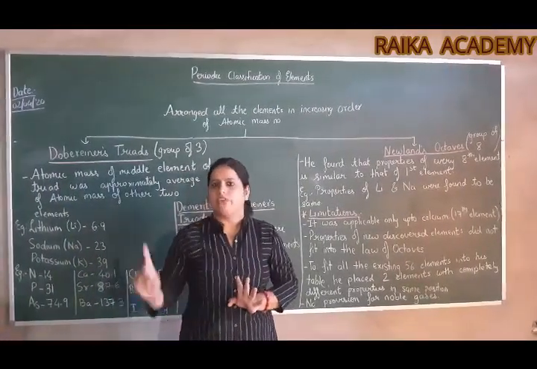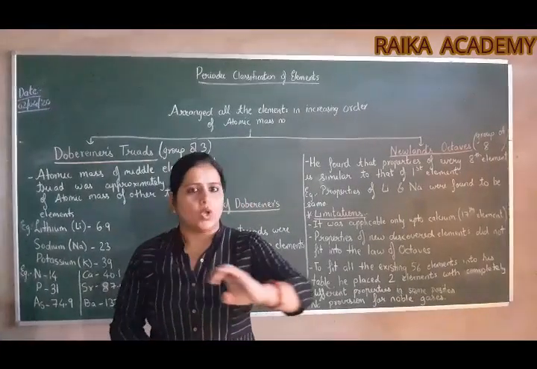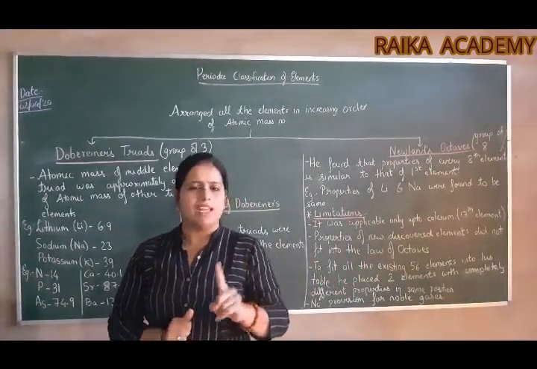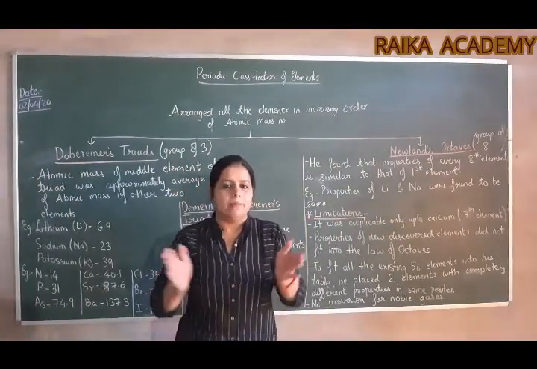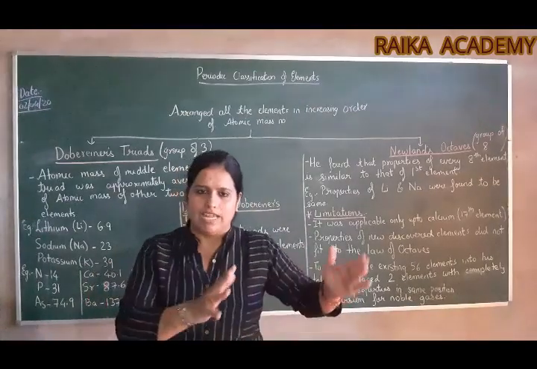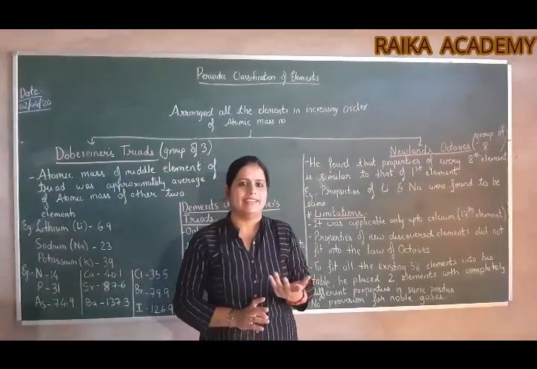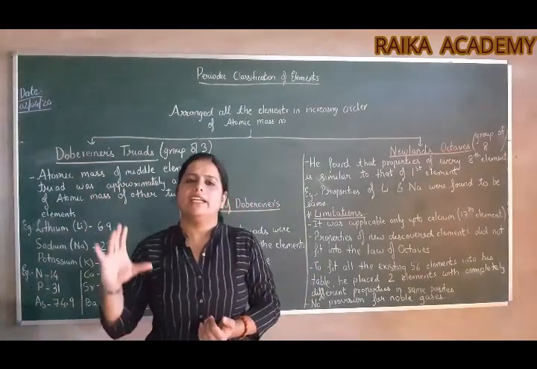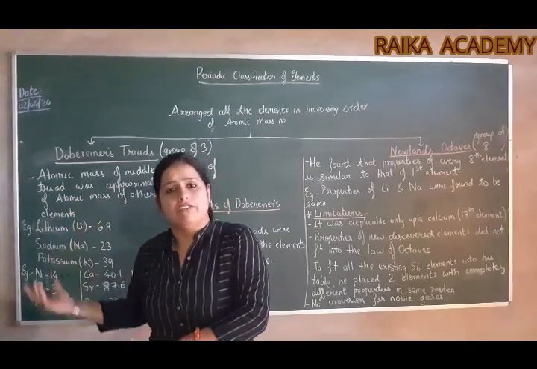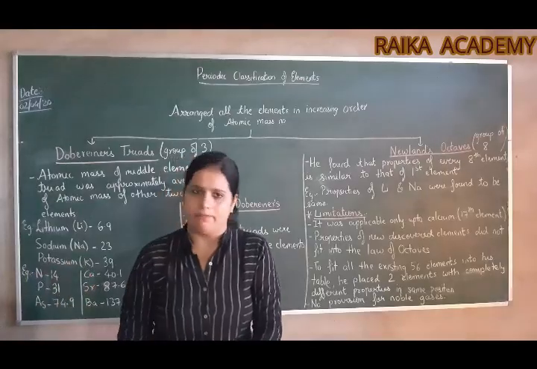Okay, so just to revise about Doebereiner, we saw that he arranged all the elements in increasing order. सबसे पहले उन्होंने increasing order में सारे elements को arrange किया. Secondly, he made a group of 3, तीन elements का group बनाया उन्होंने. And later on, what did he find out? He said that the average of first and third, पहले और third element का जो average होगा वो equal होगा middle element यानी second element के atomic mass number से.